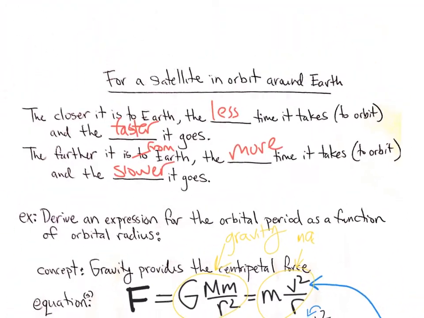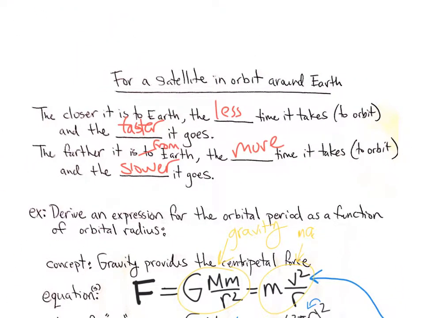So first of all, sorry, I skipped ahead. For a satellite in orbit around Earth, the closer the satellite is to Earth, the less time it takes to orbit and the faster it goes. And the farther it is from Earth, the more time it takes to orbit and the slower it goes.